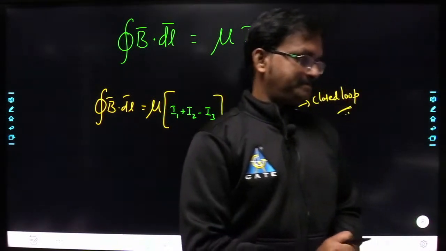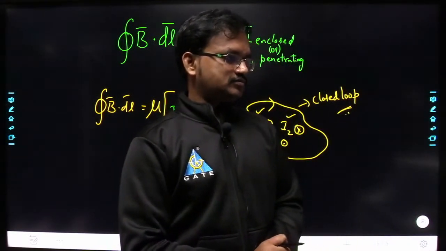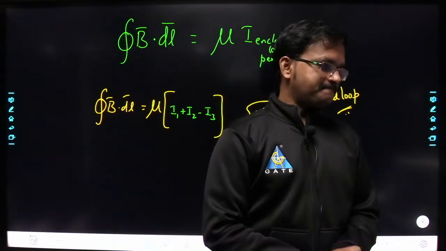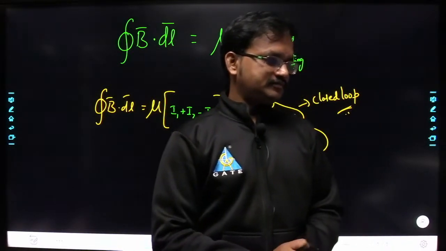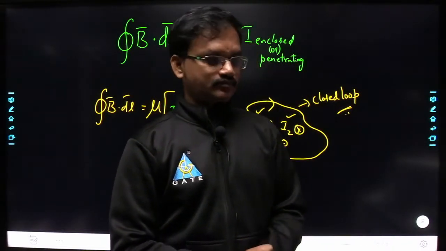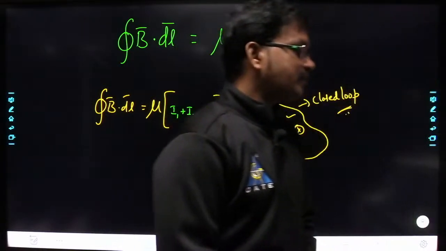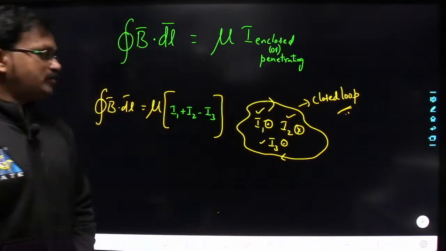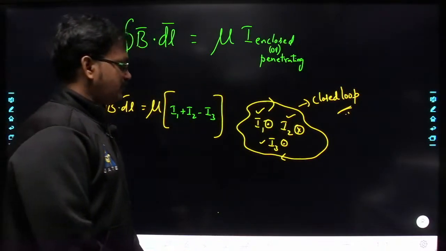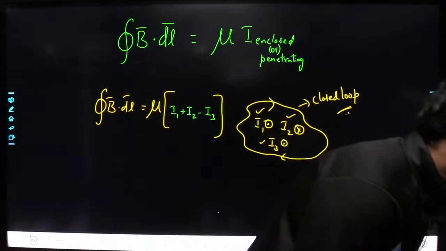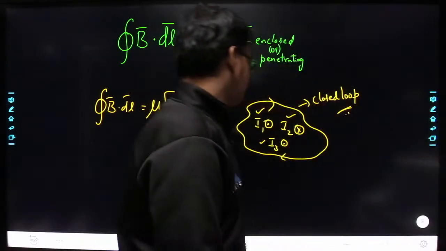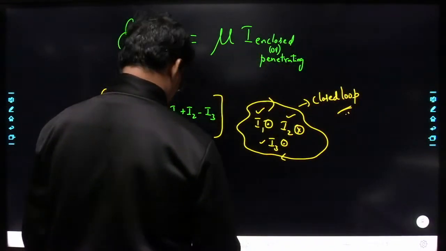Shivakumara. So give me your answers here. Tell me your answers. So I got one answer, that is I1 plus I2 minus I3. No, I1 plus I3 minus I2. Okay, I got I1.